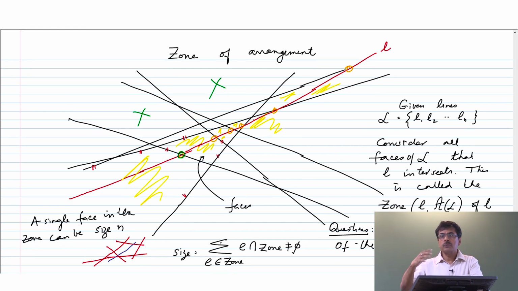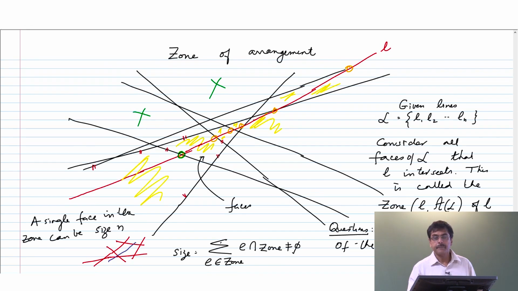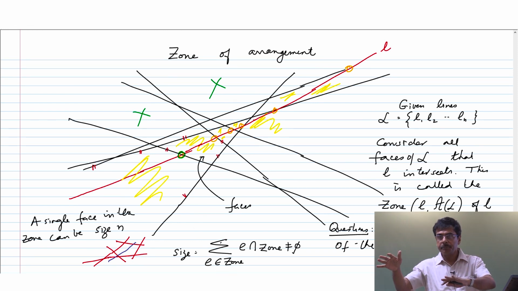Now to construct this, given that the size of the arrangement itself is n square, can you construct the arrangement in order n square time? I am saying that order n square log n is easy. Can you tell me why? If I had to construct this in order n square log n, it is very easy. All I need to do is take any line, compute the intersection points and sort them. So on every line, I have a sorted set of intersection points.